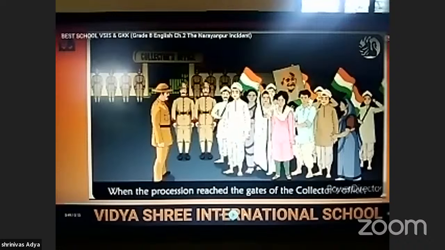And what happens in the end? Let us see here. Observe carefully. When the procession reached the gates of the collector's office, they shouted, Mahatma Gandhi ki jai. Did you just listen to what that boy shouted? Yes, sir. Mahatma Gandhi ki jai. What did he shout? Yes, sir. In the entire procession, this was the only line that was shouted loudly, only by this boy. Sorry, the name of this boy is Mohan. This was the only line, and now how the procession ends.